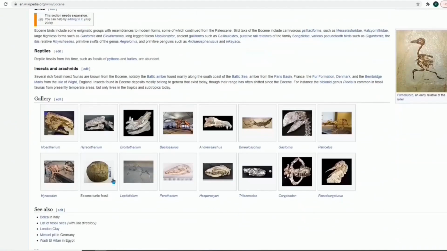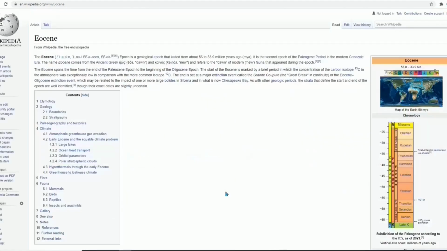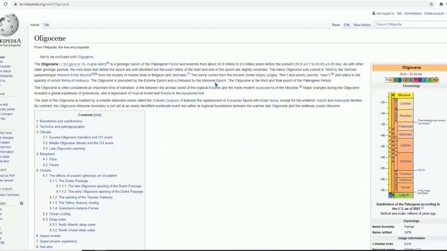These are all the fossils around life of the Eocene, because now we're getting closer to the present. Now from the Eocene epoch, we go to the next one, which is called the Oligocene. The Oligocene was from 33.9 to 23.03 million years ago, or about 10 million years in duration.